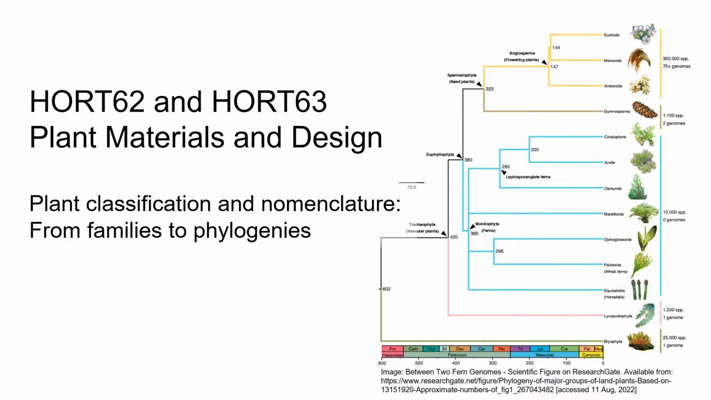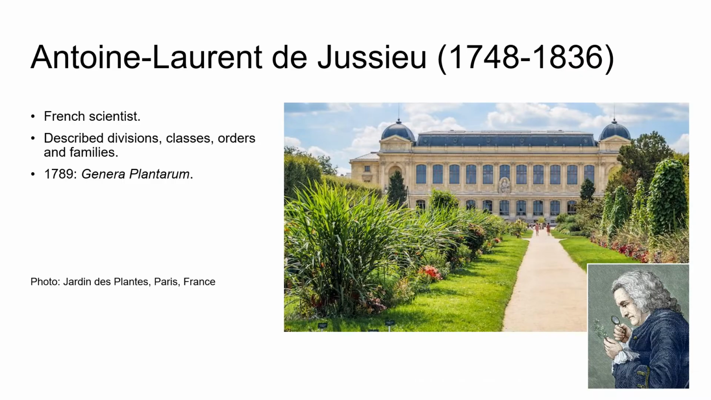In this lecture, we're going to pick up the story in the second half of the 18th century. After the publication of Linnaeus's work in 1759 and the acceptance in Europe of his binomial system for naming plants and animals, the next important advance in plant classification was made by the French botanist Antoine Laurent de Jussieu.